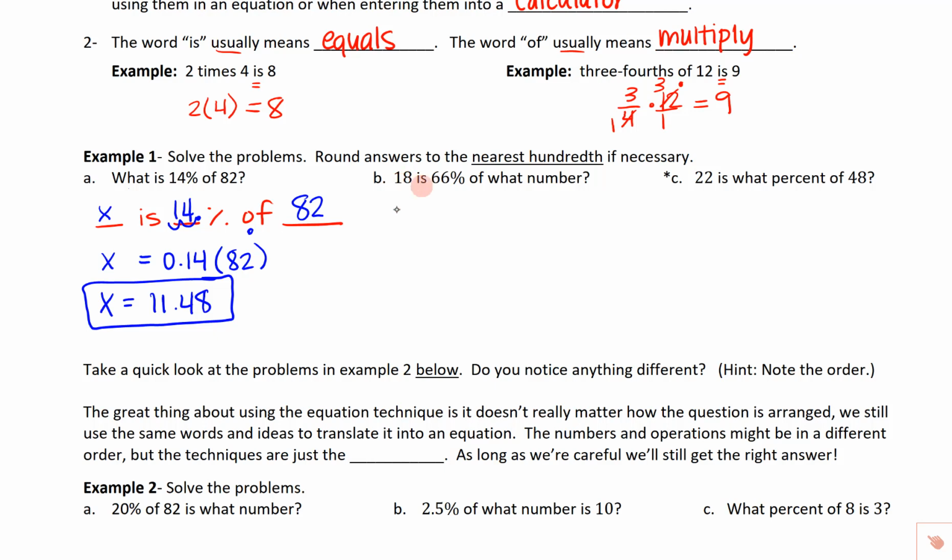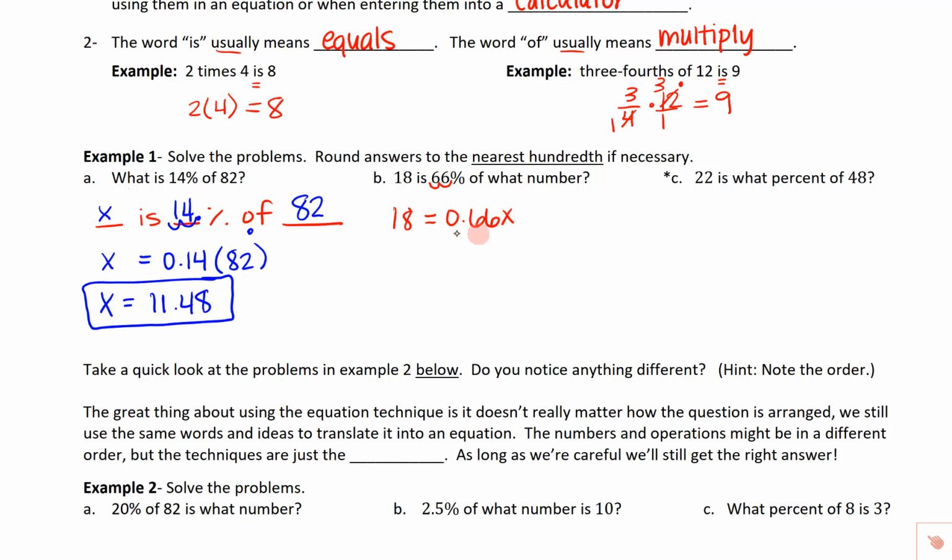18 is, so I'm going to write 18 is 66% of what number? So we're going to multiply 66% times a number we don't know yet. Remember, when you see a percent, change it to a decimal. So 66% is 0.66, and then times a variable, so 0.66x.